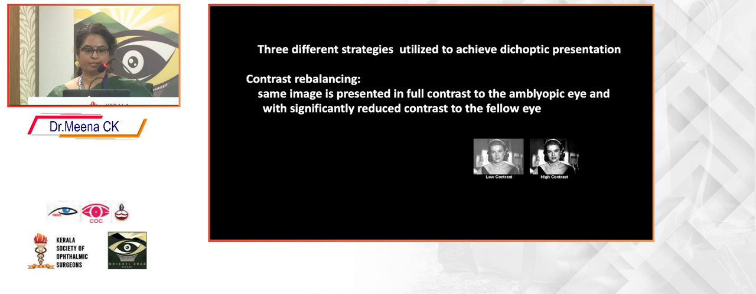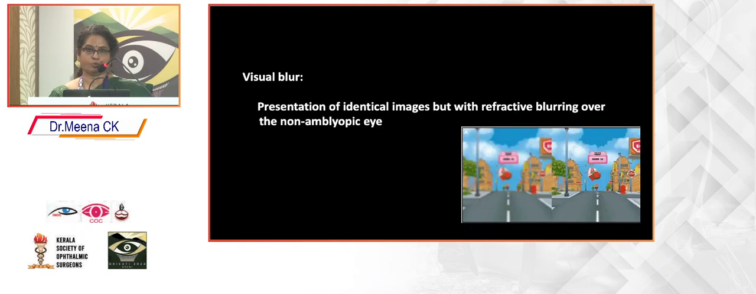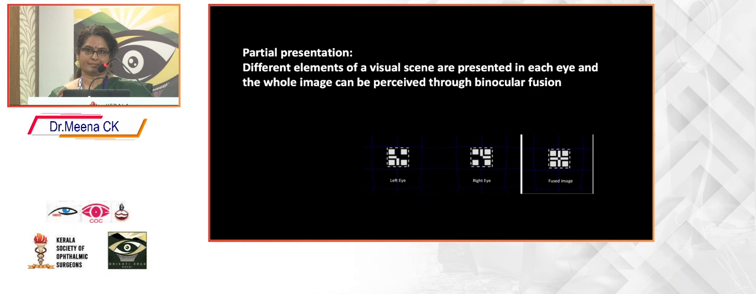So how do you do it? There are different methods of differentiating the two images. You can change the contrast: to the good eye you give low contrast, and to the amblyopic eye you give higher contrast. Or a visual blur, where the image is blurred in the better eye. Also partial presentation, like the rabbit and tail in the synaptophore: you give incomplete images to the two eyes and you have to fuse them, only then will you see a proper image.